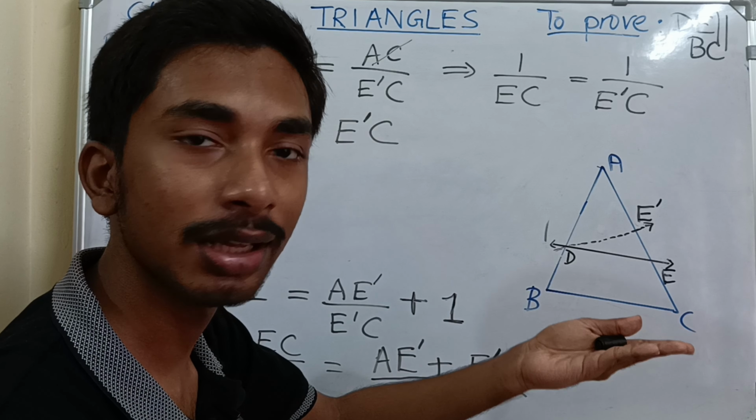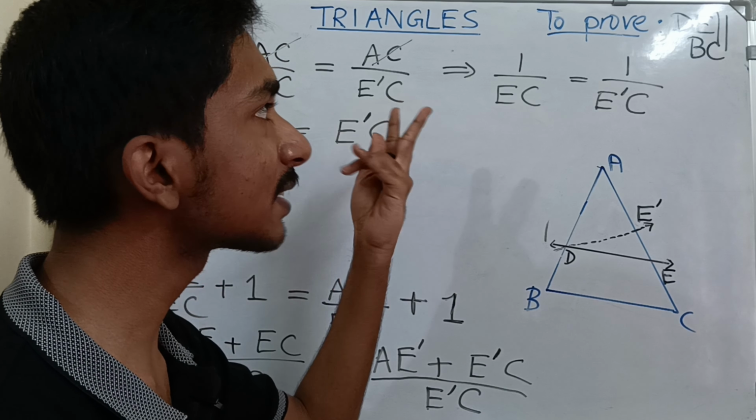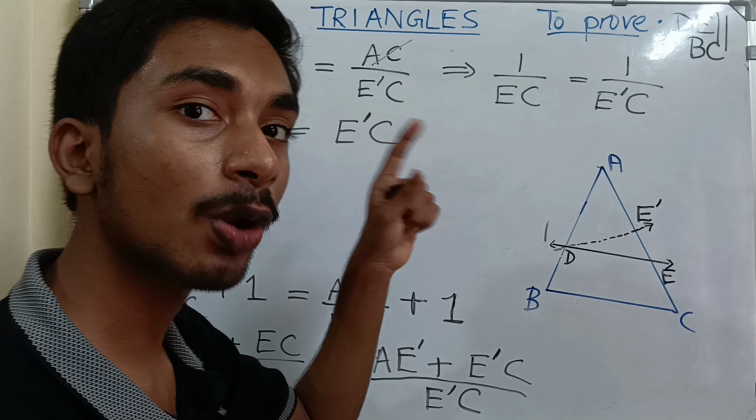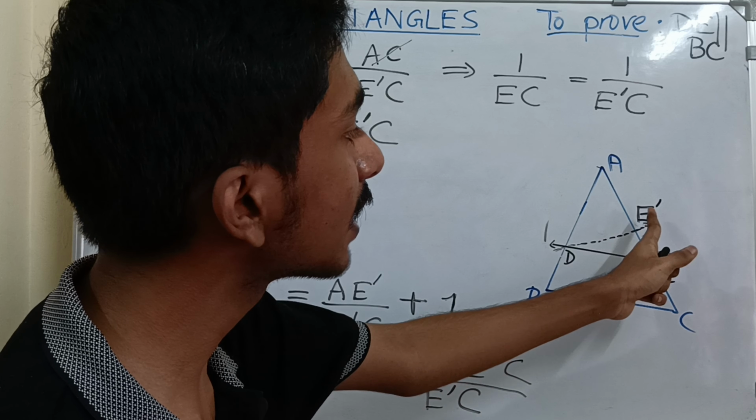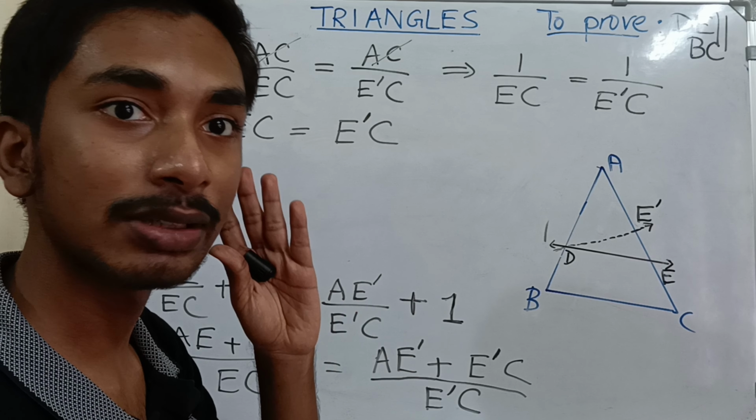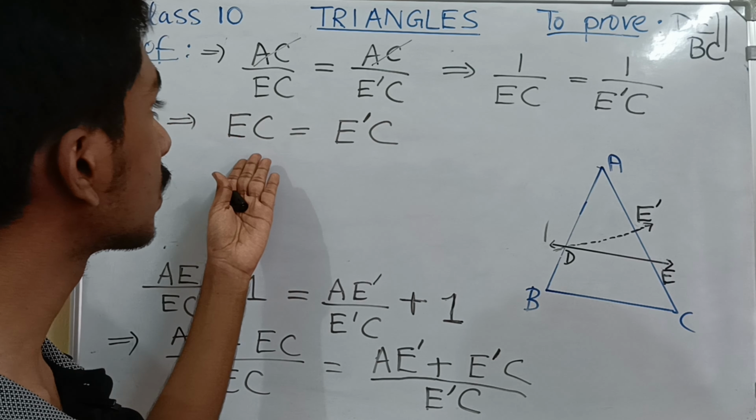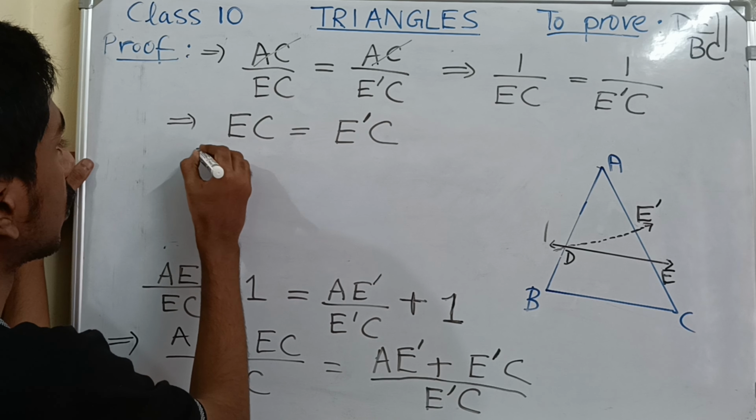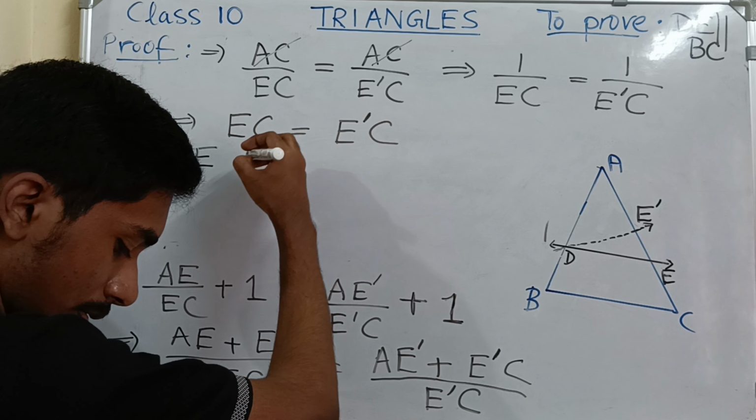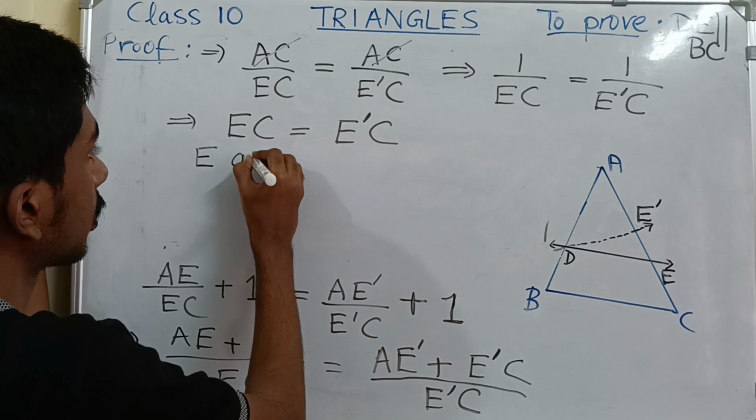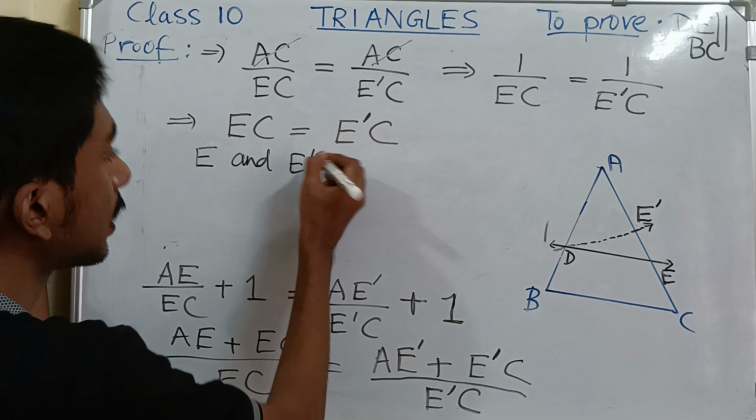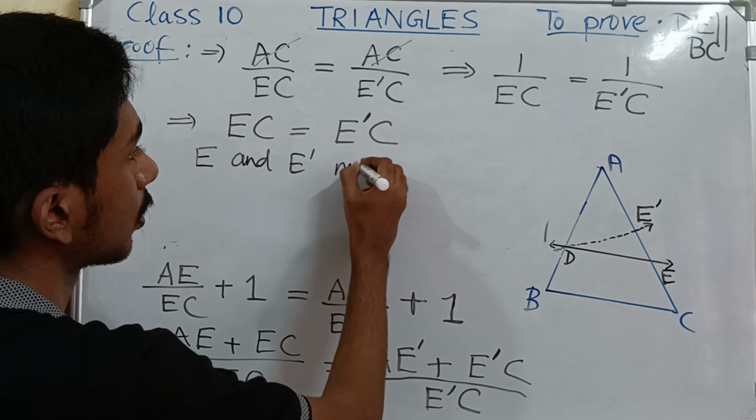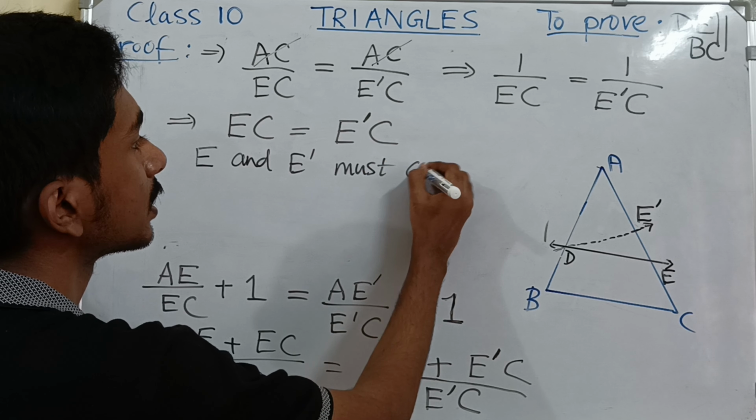How can this happen? It's because we have just assumed a wrong thing. We made a wrong assumption that DE dash is parallel to BC. But that is a false statement. We just proved that E and E dash will coincide. E and E dash must coincide.